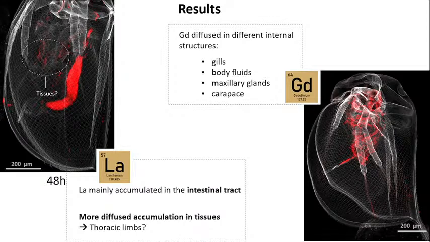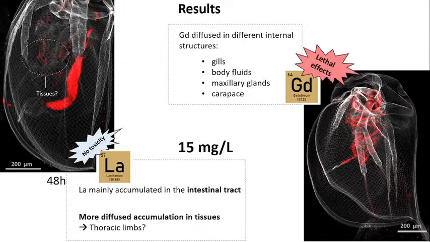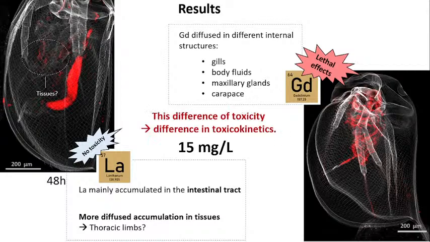So now if you remember, at 15 milligram per liter, lanthanum did not cause any toxicity on the organism, while gadolinium was causing some lethal effect because it was even higher than the IC50 that we measured. Meaning that according to this, we can kind of validate this new hypothesis that I got, that it seemed that this difference of toxicity is followed by a difference of toxicokinetics.